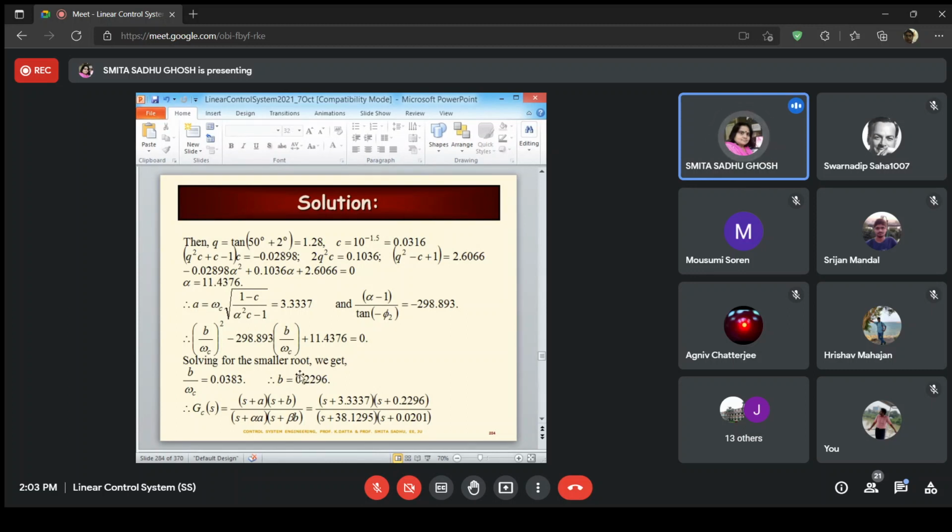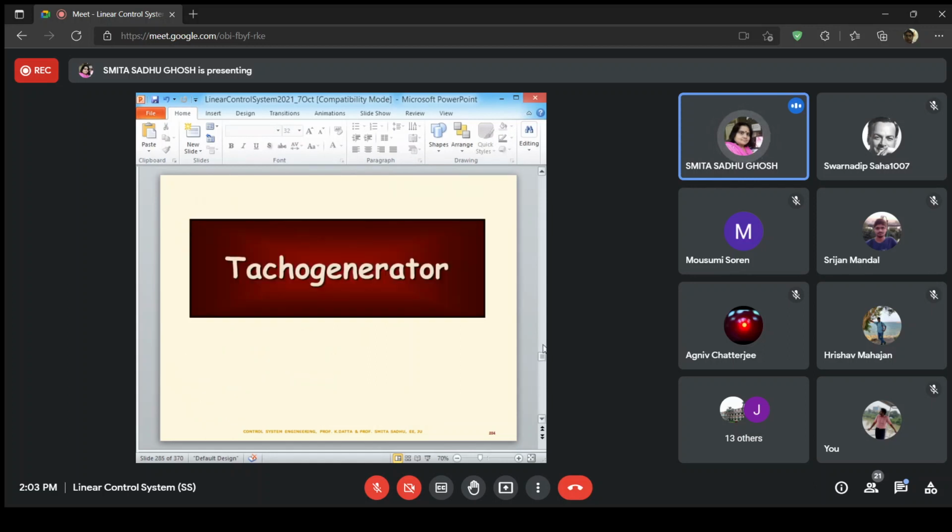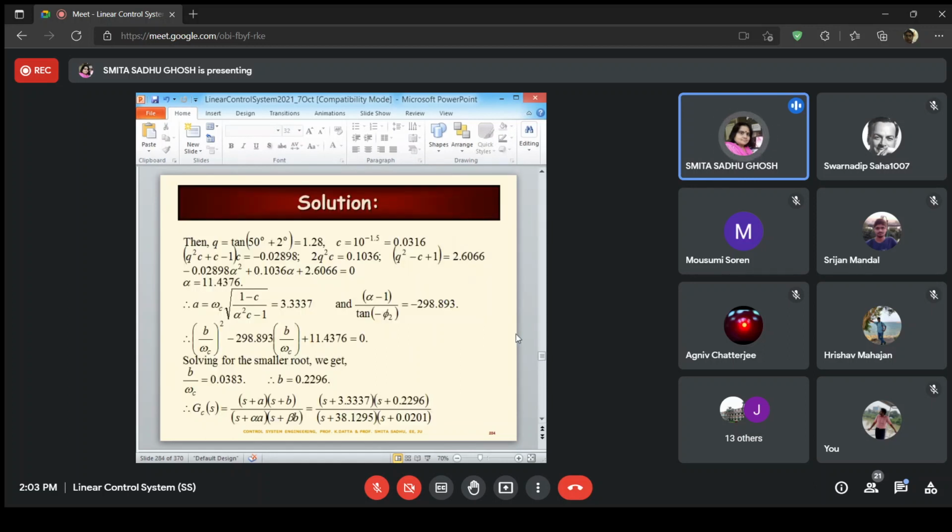Once b is found out, and we know that alpha into beta is equal to 1, that means beta is equal to 1 by alpha. So beta you need not calculate separately. Alpha has been calculated from the quadratic, a has been found out, b has also been found out, and beta is equal to 1 by alpha. You get your compensator, right? So with that, basically the direct design of a lag lead compensator based on some expressions that have been derived.